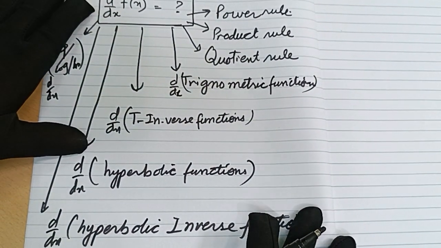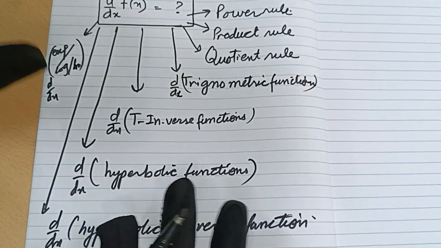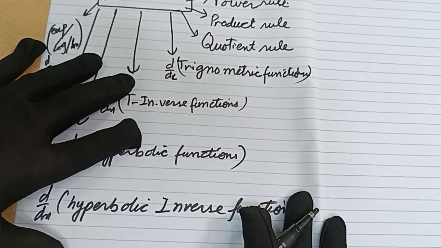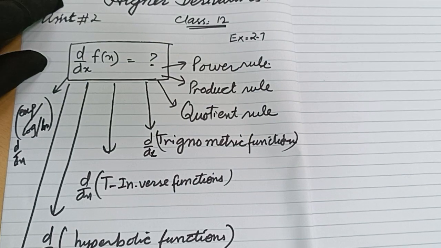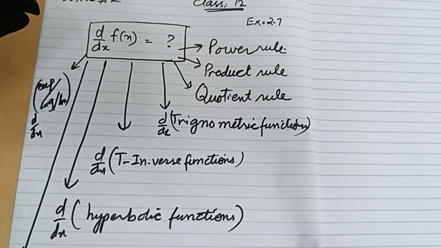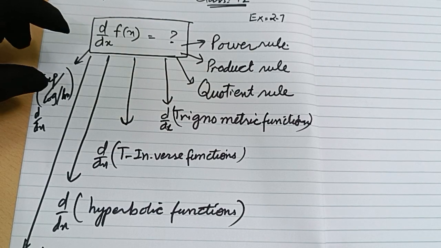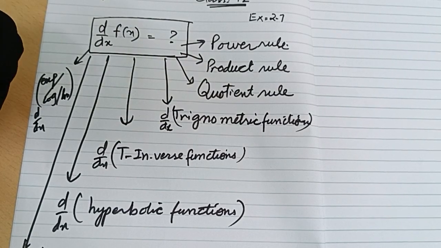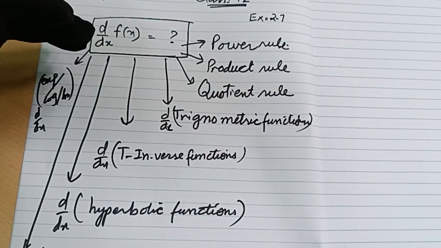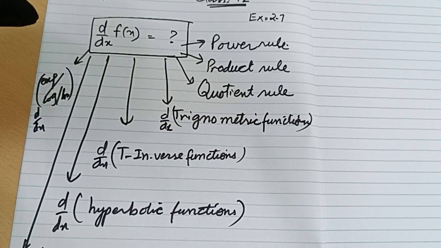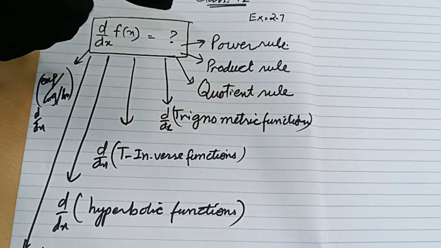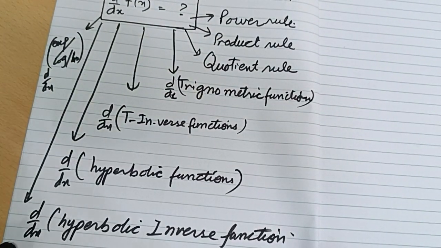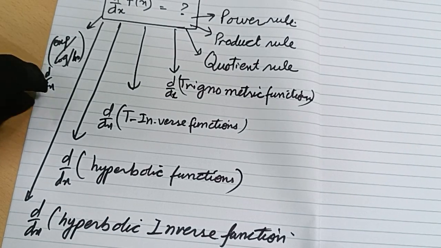If you have not done all of these before, you can check my previous videos. I have explained each and every rule in detail. Then we can go to our topic, successive differentiation, or higher derivative. If you know how to find the first derivative, then you can find the second derivative, the third derivative, the fourth derivative and onward. So first you must know how to find the first derivative. I'm repeating: you must know the power rule, product rule, quotient rule, trigonometric functions and their inverses, hyperbolic functions and their inverses, and exponential, log, and natural log functions.